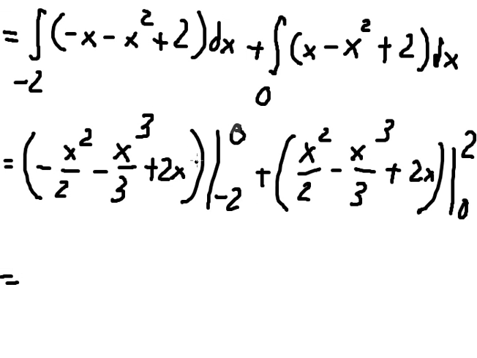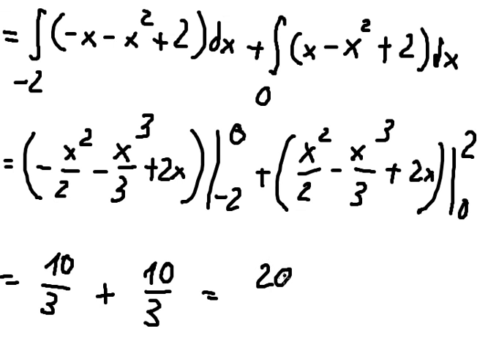Now we put 0 in here, negative 2 in here, and we have 10 over 3. About this one, we have 10 over 3. And this is the final answer.